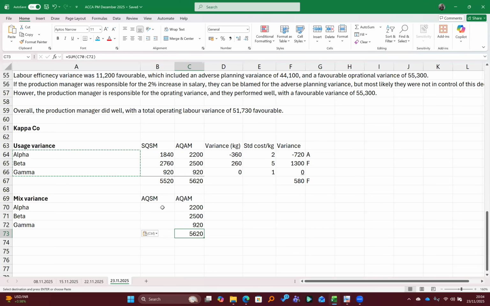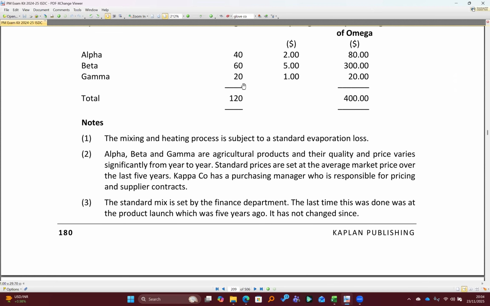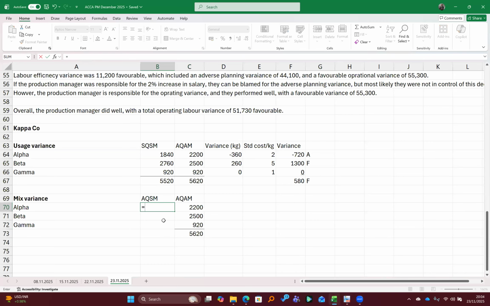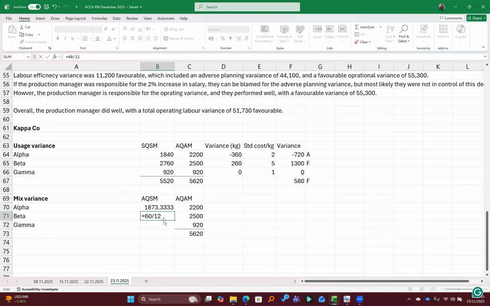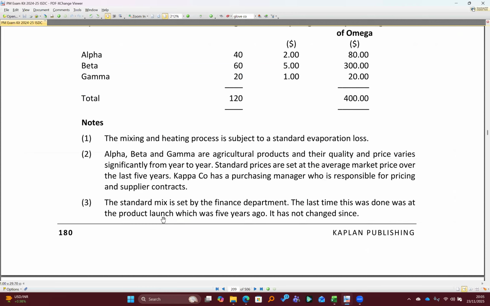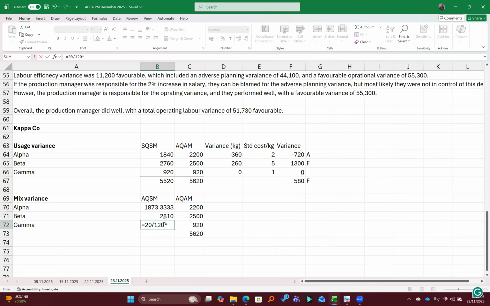But using the ratios that we have of 40, 60, 20. So basically what we are saying is, what is 40 out of 120 multiplied by 5620. Then you go 60 out of 120 multiplied by 5620. And then again 20 out of 120 multiplied by 5620. So at the end of the day, you get the same quantity, but in the standard mix.